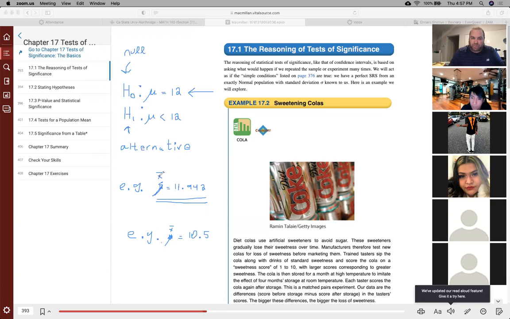X bar. If your sample average is 10.5 inches, would you then say the Subway's claim is most likely not accurate? This is far enough away from 12. Yeah, in this case, I would probably reject the null hypothesis. But here in the first example, it's not far enough away for me to reject the null hypothesis. So I would not reject the null hypothesis.